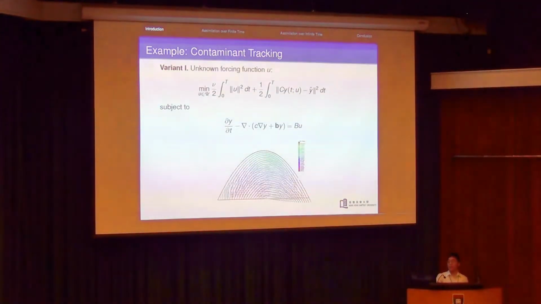So the first variant is that I don't know how much of the contaminant is being released, although I know what the location is. So here is my governing equation, and then based on some observed data that I have over a certain period of time, 0 to capital T, I would like to find the forcing function which minimizes the discrepancy between what I observe and what I predict. So that's one variant.